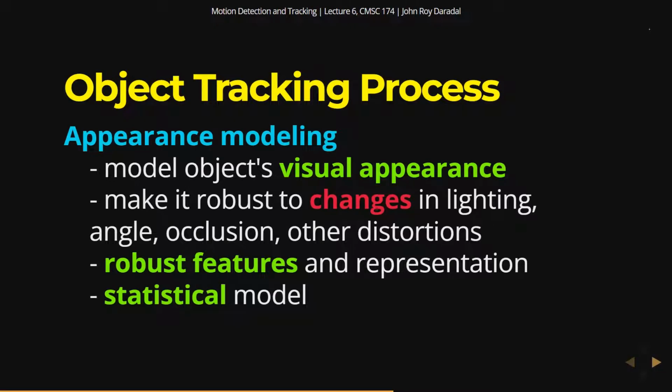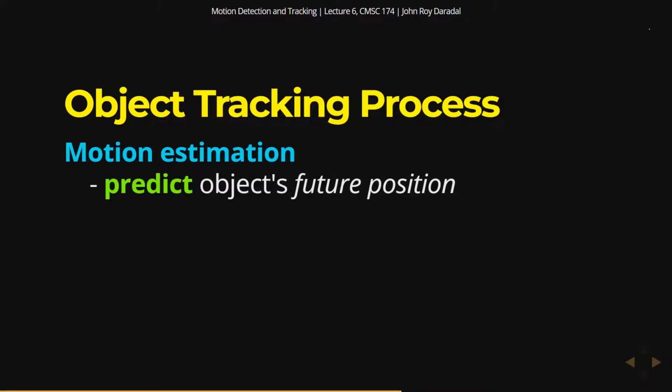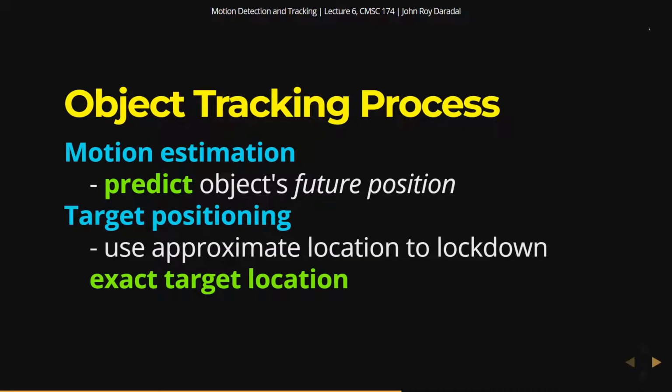And it might be useful to use a statistical model like Gaussian, for example, just so you have a wiggle room, so you have room for error, and you're not doing like exact template matching. Okay, next is motion estimation. This is when you try to predict the object's future position. Okay, and then target positioning is when you actually use the approximate location to lock down the exact target's location.